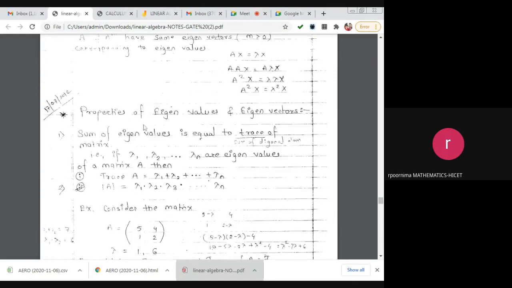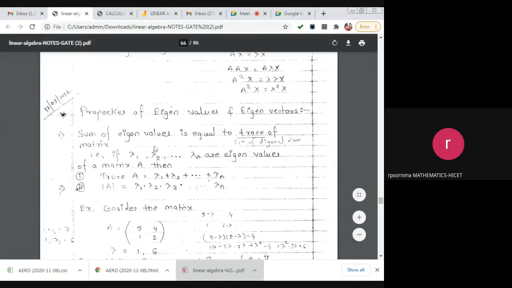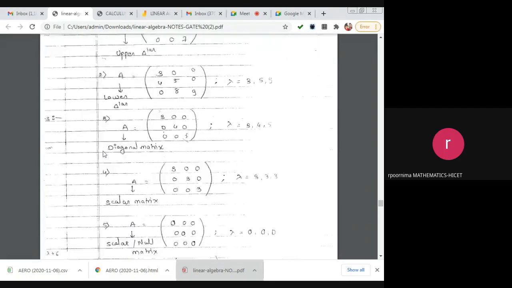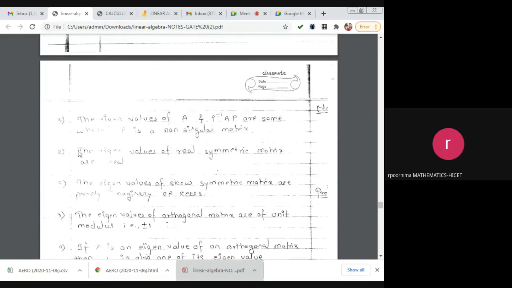The properties of eigenvalues and eigenvectors: the sum of eigenvalues is equal to the trace of the matrix. Next, the eigenvalues of A and of P inverse A P are the same, where P is a non-singular matrix. So P inverse A P and A both have the same eigenvalues.